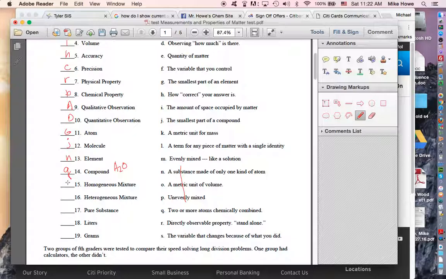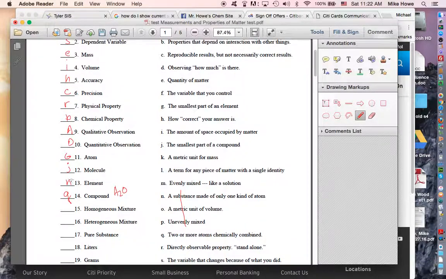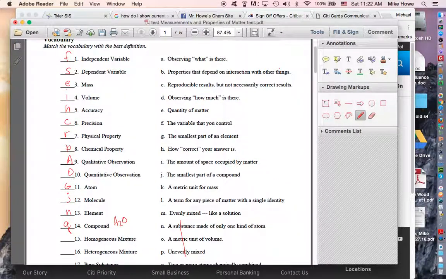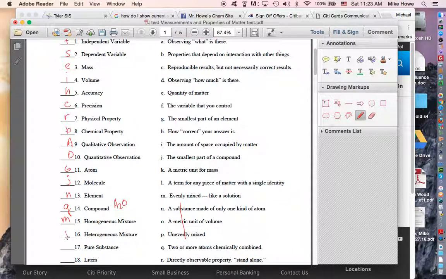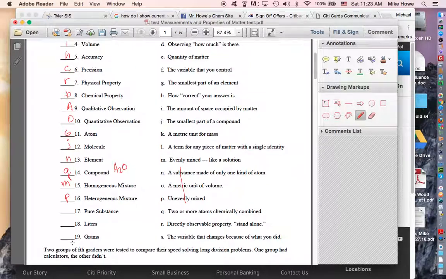Okay, homogeneous means evenly mixed. Homogeneous is evenly mixed, so there should be a section. There it is, letter M. Heterogeneous is unevenly. A heterogeneous mixture is an uneven mixture. That'd be P. Okay, a pure substance is either an element or a compound, and it has one identity. So a term for any piece of matter with a single identity could be an element or a compound. On the retake, I might change it to that kind of terminology.